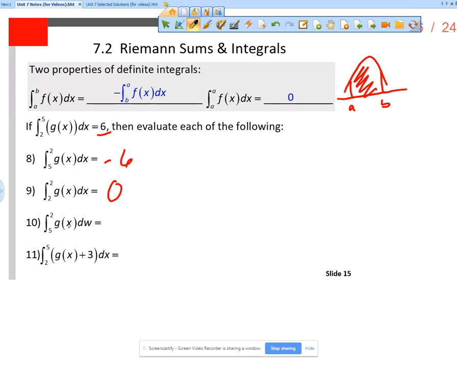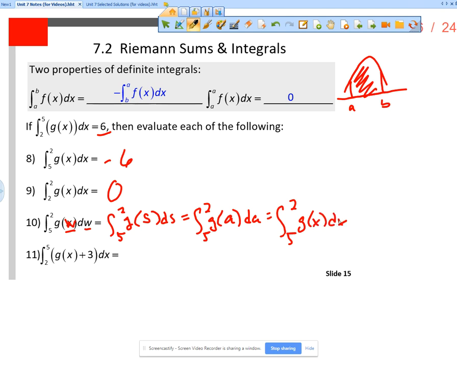All right, but what about this one? Actually, this is a typo as well. It should say g of w dw. What is the integral from 5 to 2 of g of w dw? Well, the variable is really just a placeholder. It could be anything. The integral from 5 to 2 of g of s ds, or the integral from 5 to 2 of g of a da, whatever we put in there, they're all equal. So the integral from 5 to 2 of g of x dx is just negative 6, just like it was in problem number 8.